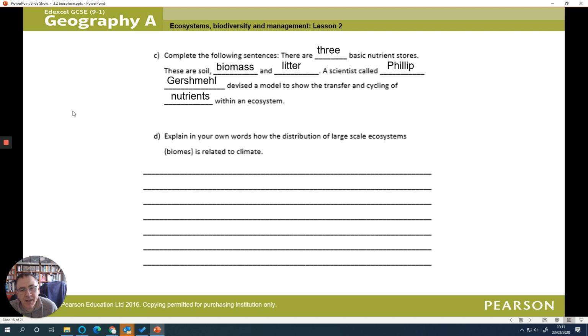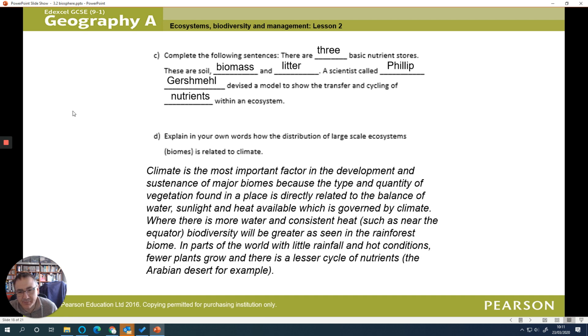Explain in your own words how the distribution of large ecosystems is related to climate, just like we looked at at the beginning. And here you can see a model answer for that. Okay, so that was a quick run through on the biosphere, which hopefully will help you complete your booklet.